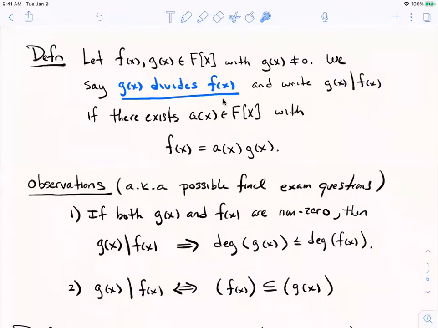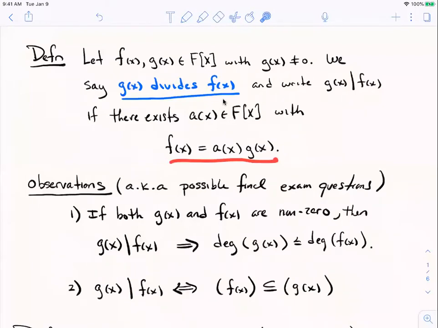So I'm going to say that g divides f. And we'll write the same way as we do for integers. We'll write this g vertical bar f, pronounce it g divides f, if there's some polynomial a in the polynomial ring with the same kind of coefficients, so that f is equal to a times g. I'm not going to say the of x's here. I tried to be good and write them because the author does, but I'm going to pronounce equations like this as f is equal to a times g.